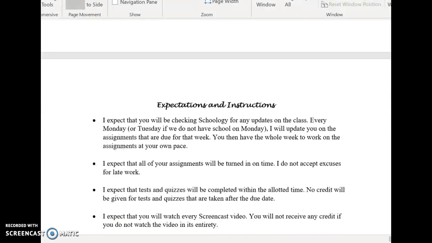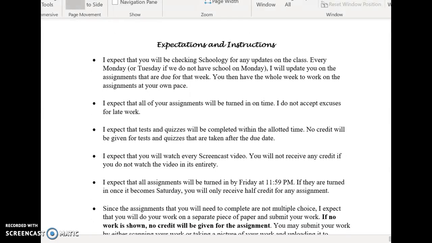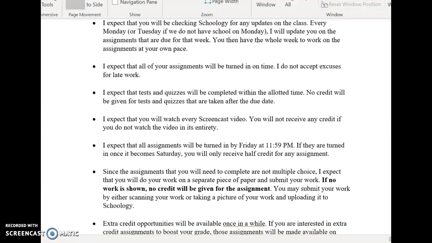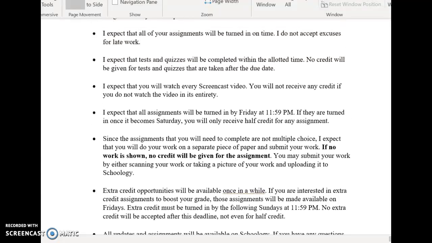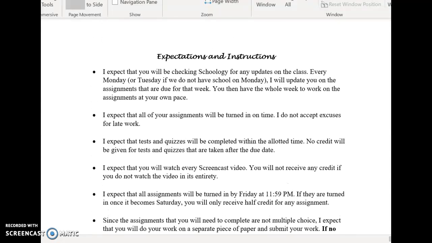And the expectations and instructions are just what I expect out of my students, and specific instructions for if you need to find anything on Schoology and stuff like that. So that's just an addition that I added on there, so that students know what to expect of the course and everything like that.